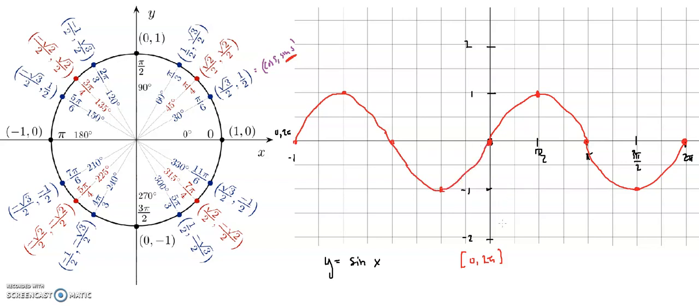And that's the basic sine graph. The basic sine graph starts at 0, ends at 0, and hits 0 halfway between. Kind of looks like an S.